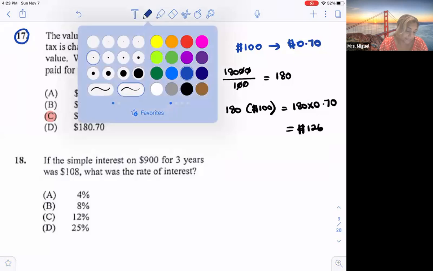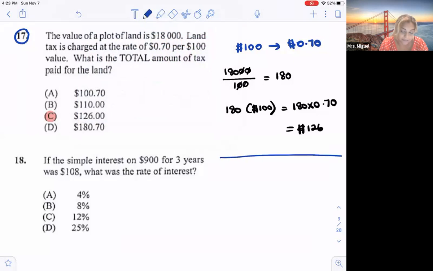Number 18, the simple interest. The simple interest on was... So think about it. You go to the bank and you invest money. The bank is not going to give you more interest than you invest. So the higher value must be the principal.